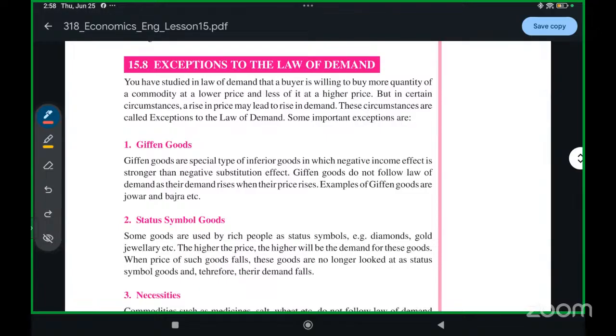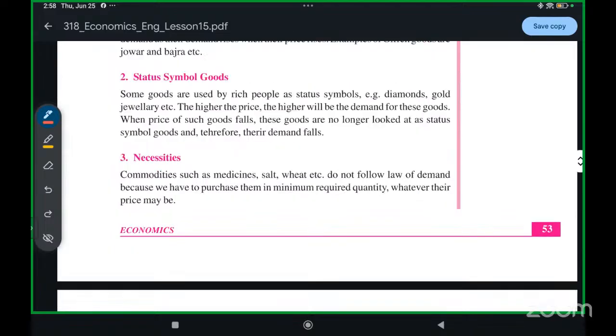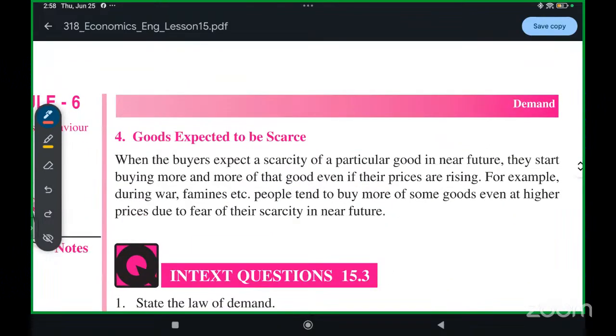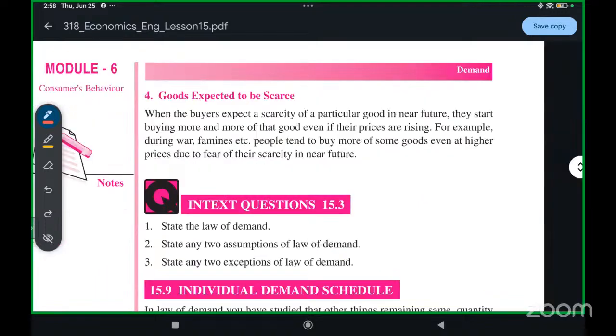Exceptions to the law of demand we studied. Giffen goods we talked about. Status symbol goods we talked about. Then necessities and goods expected to be scarce. Those were the goods that we talked about.